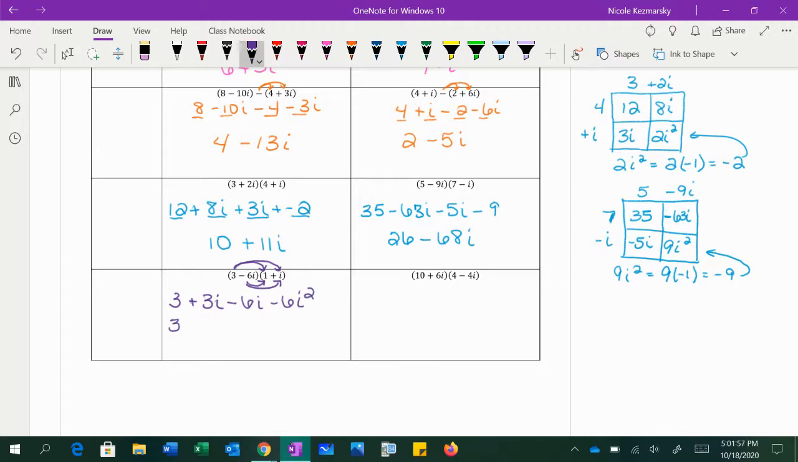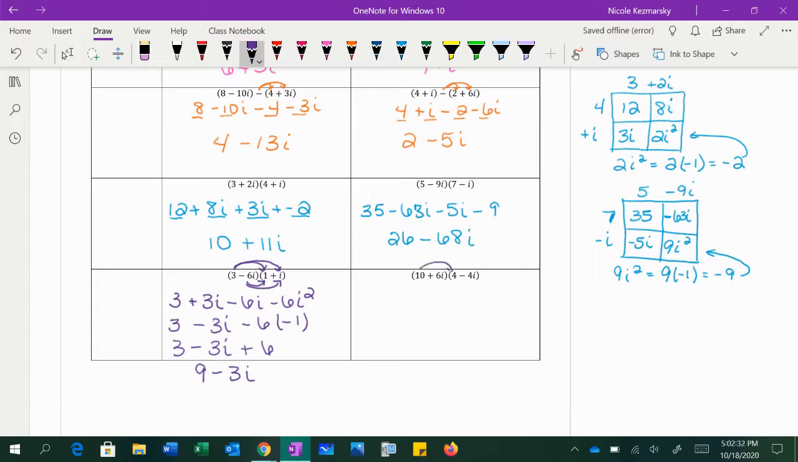I can go ahead and combine the i's by making that 3 minus 6 is negative 3i. The i squared becomes negative 1, just like we were doing before. So I've got 3 minus 3i plus 6. 6 plus 3 is 9, so we've got 9 minus 3i. And again, same thing with the last example here.